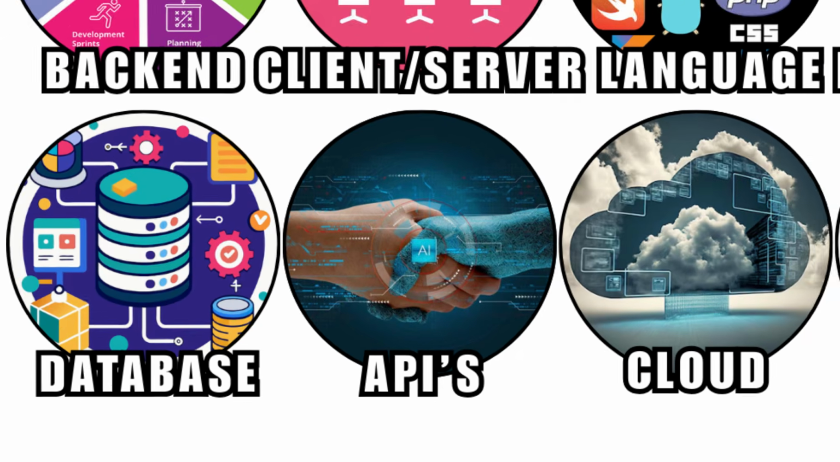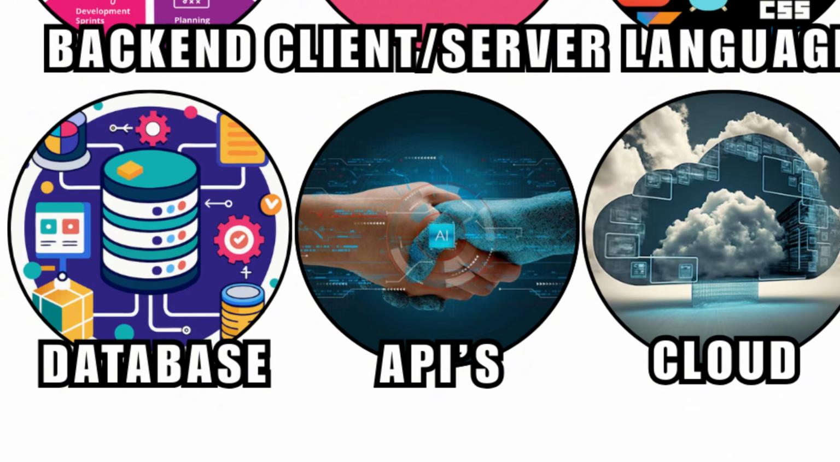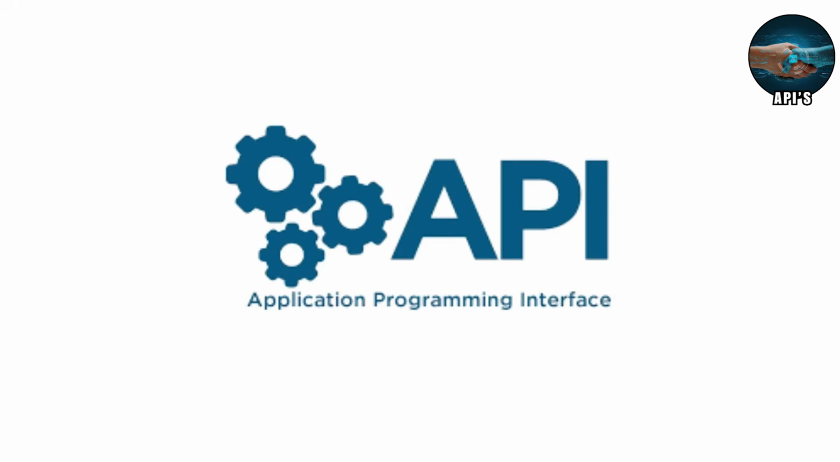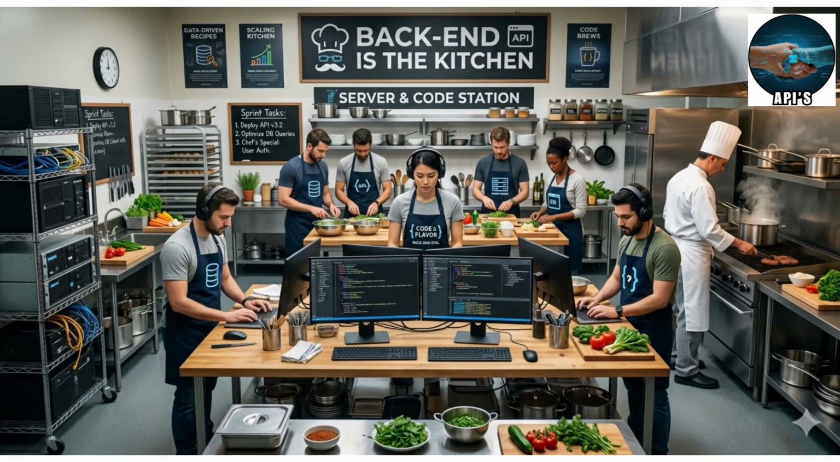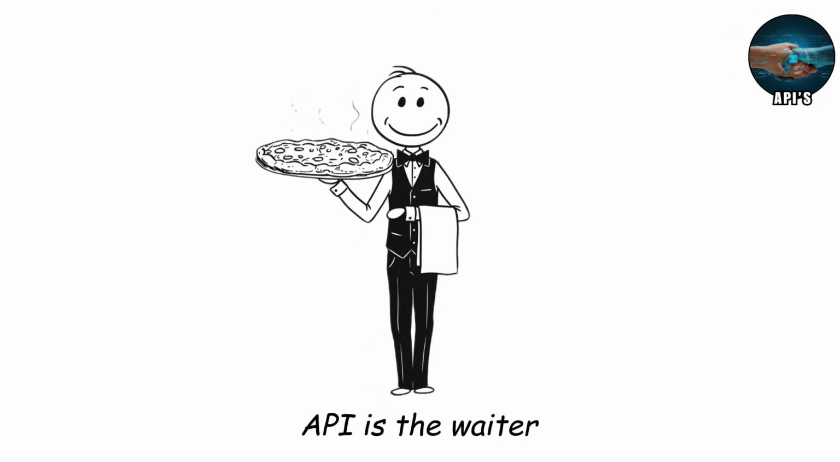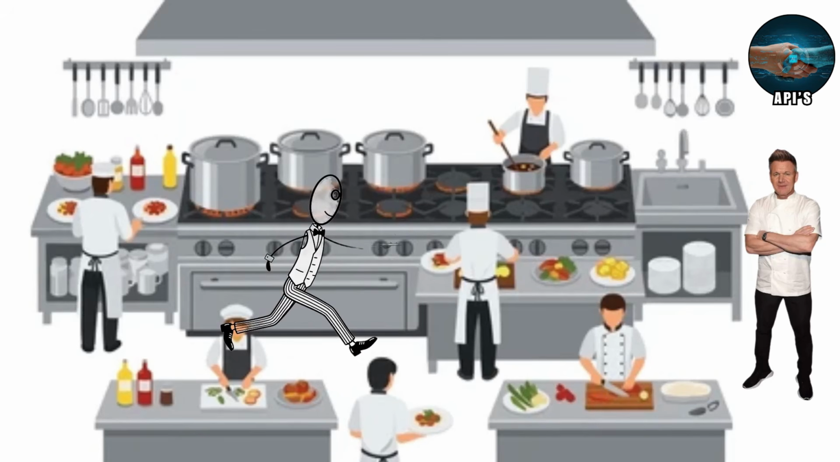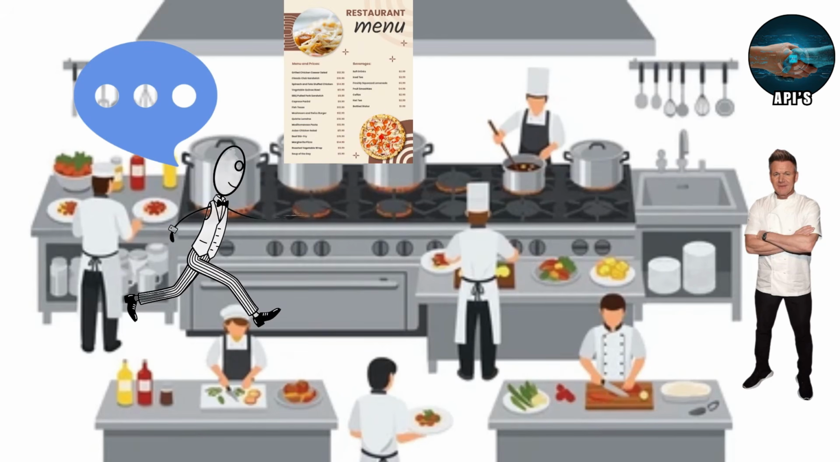APIs. The digital handshake. An API, application programming interface, is the contract of the internet. If the backend is the kitchen, the API is the waiter. You don't walk into a kitchen and start grabbing pans. You look at the menu and tell the waiter what you want.